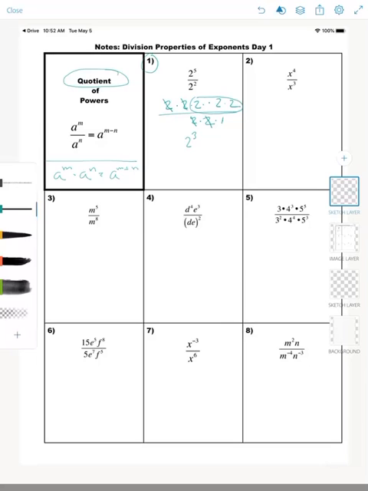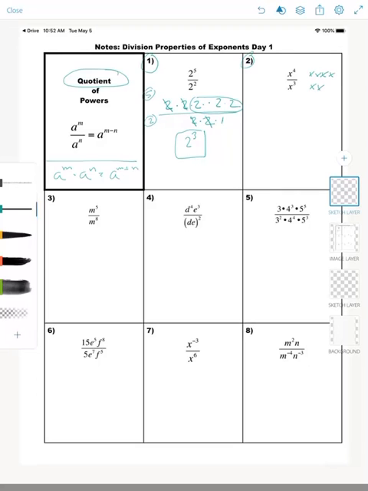Well, what happened when we canceled those things out is we had 5 2's on the top, we had 2 2's on the bottom. If 2 of those 2's cancel out with the 5 on the top, we're basically taking away or subtracting. So that's why the rule of subtracting works. And if you know that rule, then you don't have to write all this out in expanded form. So, moving on to number 2. X to the 4th over x to the 3rd.